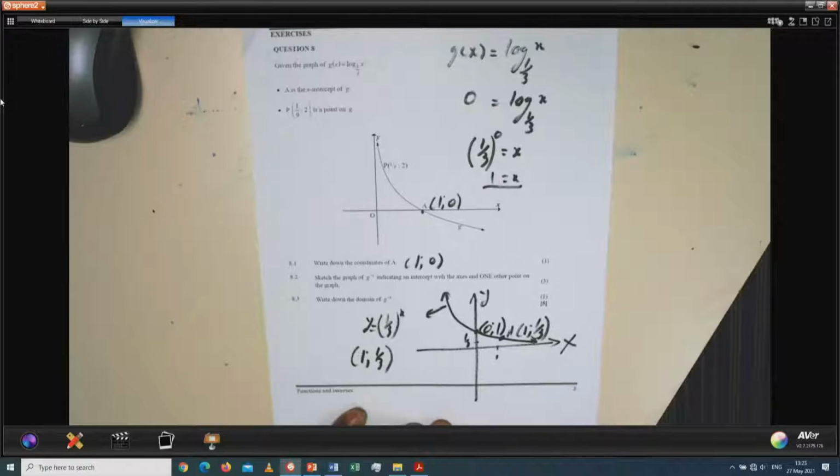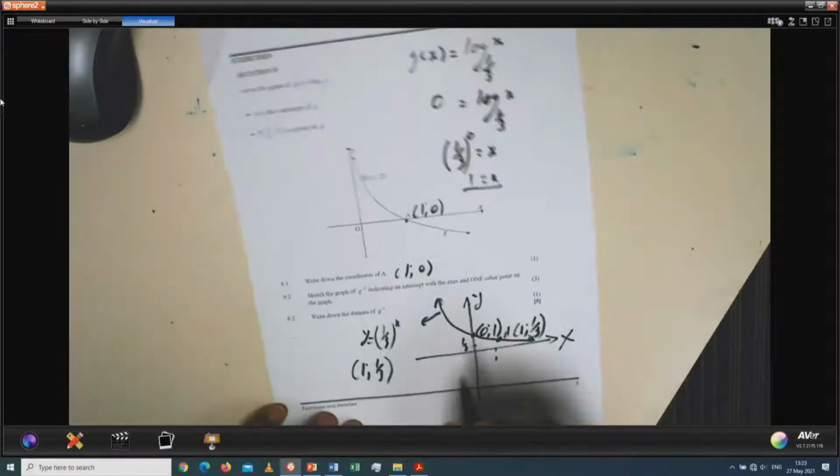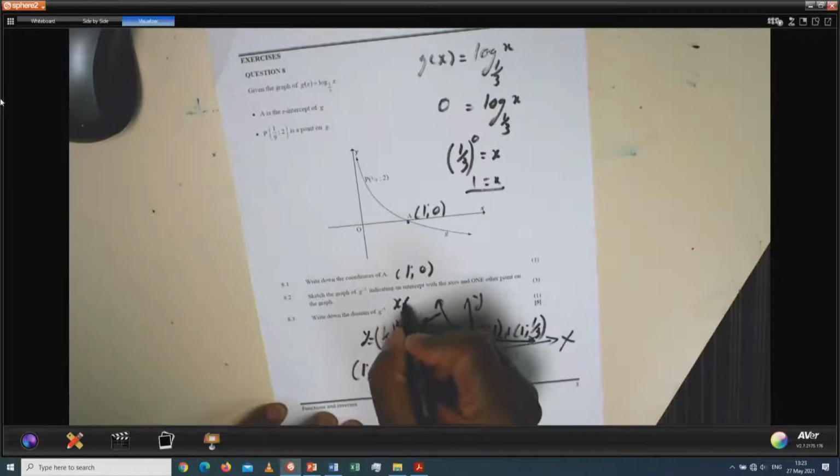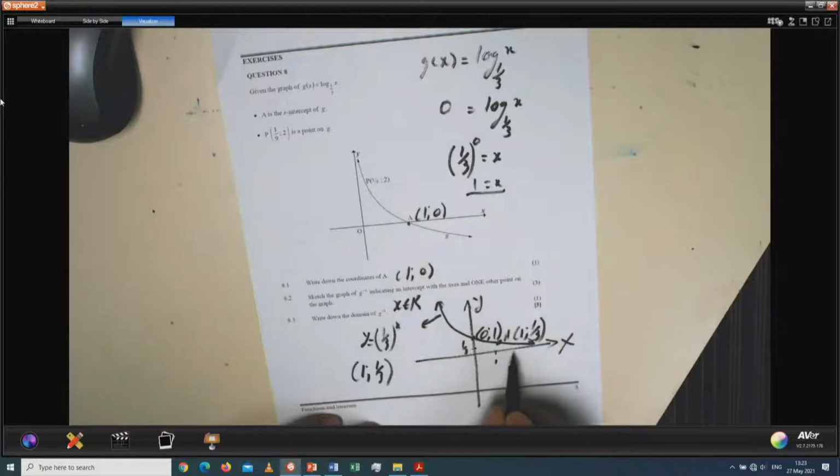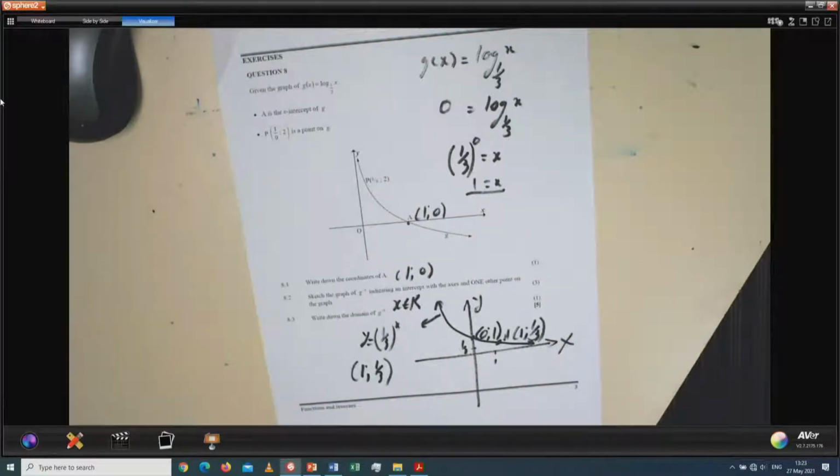How would you write down the domain of the inverse? This is the inverse. So domain is nothing else. To answer 8.3, x is an element of real numbers. That will be the domain.